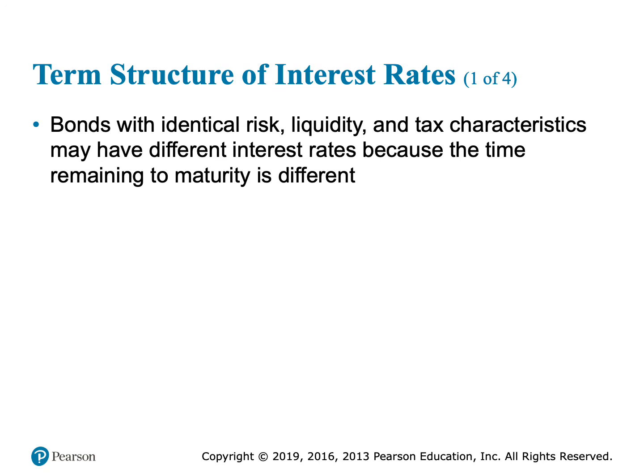Now we're going to go ahead and reverse that, right? We're going to hold the risk associated with the bonds that we're looking at as constant, their liquidity and their tax characteristics. In fact, we're going to be assuming that they have all identical risk, liquidity, and tax characteristics, but we're going to look at how differences in the maturity of the bonds impact differences in interest rates.